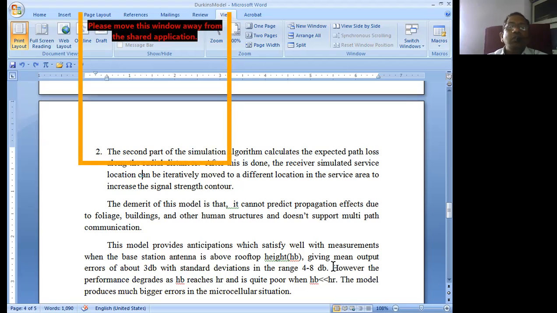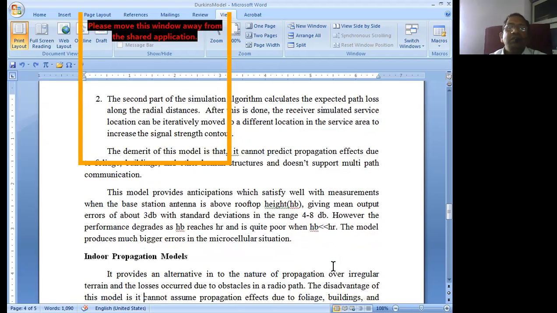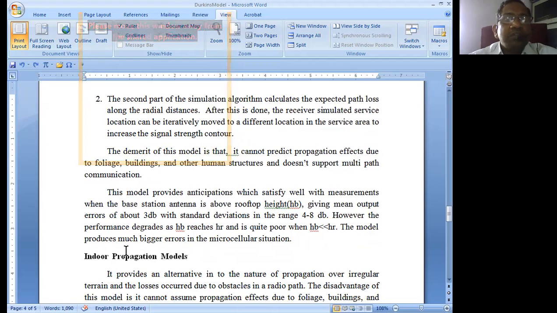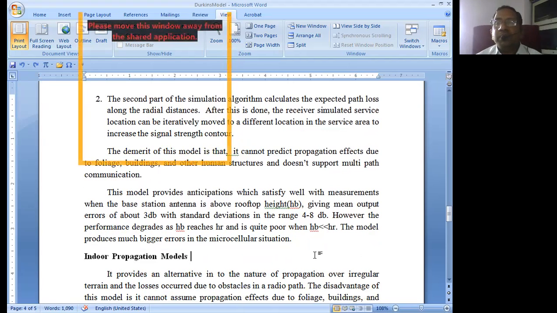Moreover, it is going to cover most of the fading losses, and it will predict the signal coverage in the prescribed region of communications. The model produces much bigger errors in microcellular situations. Whenever you have microcellular, what does that mean? Cell splitting. Cell splitting is done keeping in view a microcellular kind of system. So if you incorporate a microcellular communication system, then this model is going to produce much bigger errors due to the interference problems.